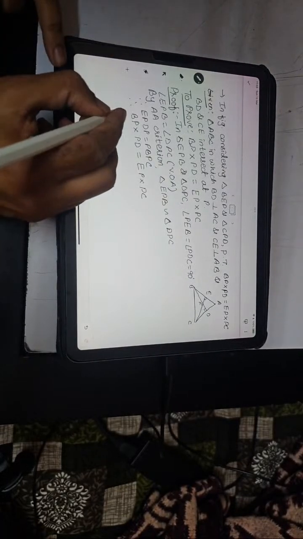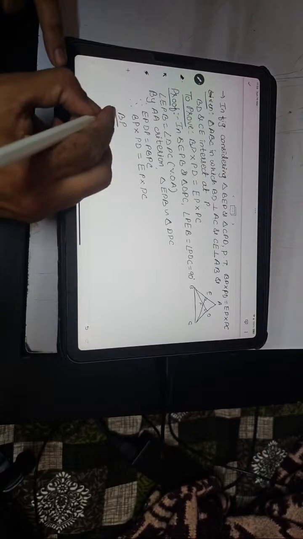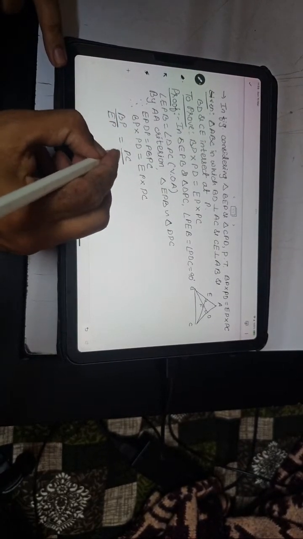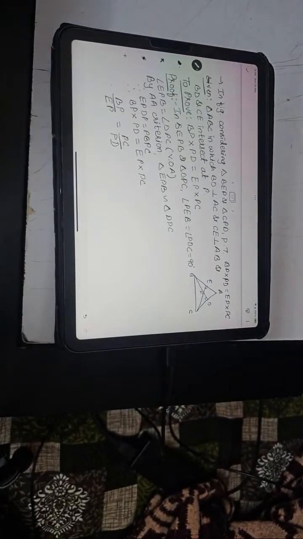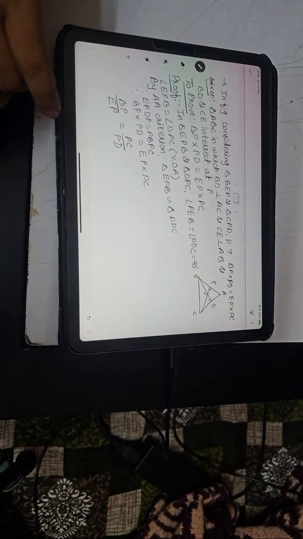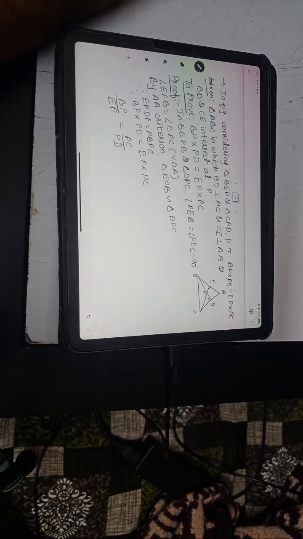Or even he can ask me like this: BP upon EP equal to PC upon PD. Many times he asks like this or this. Both ways are the same. The sum is the same, only the way of presentation will differ here. Clear this sum?